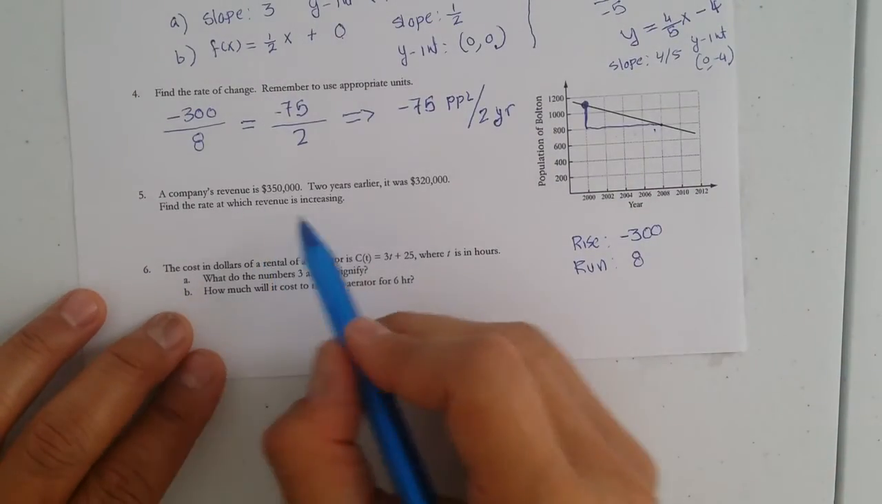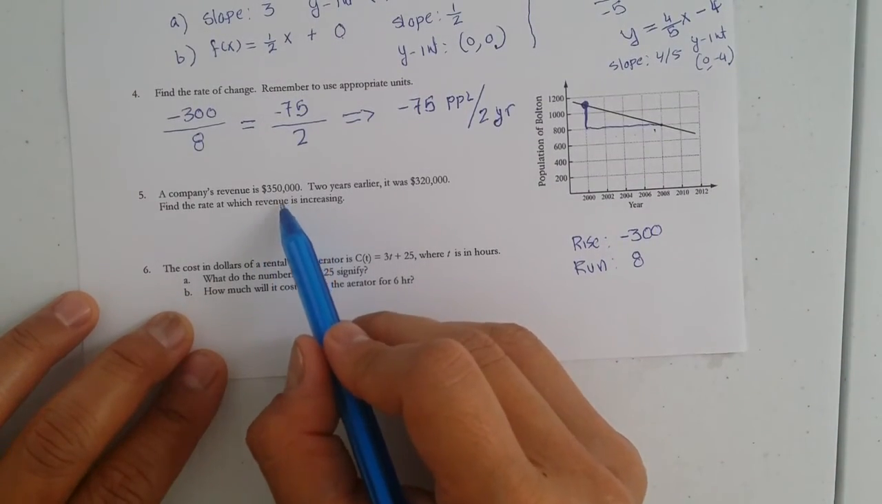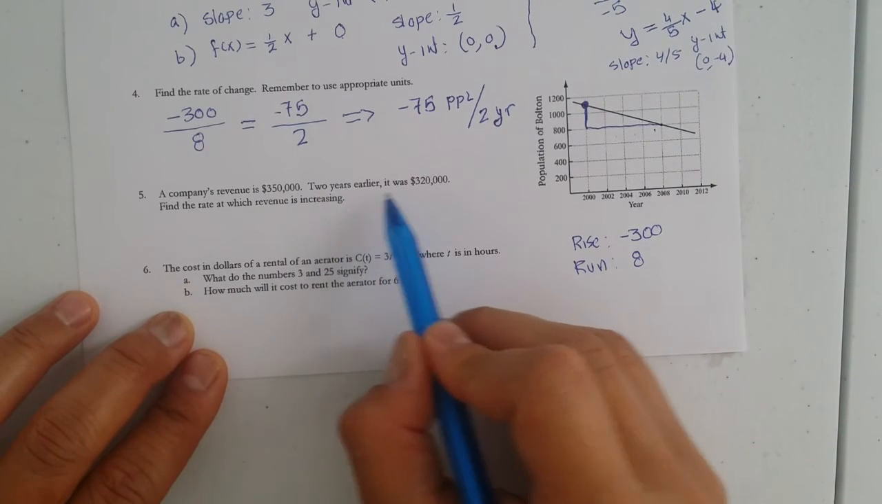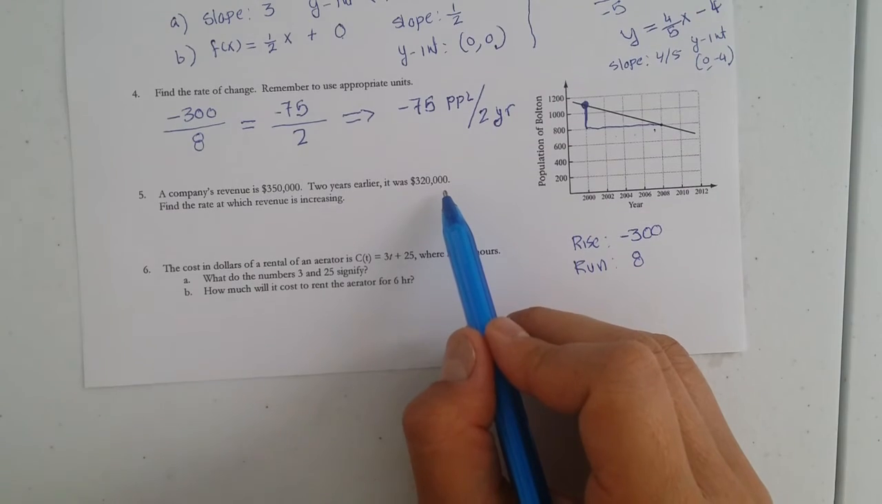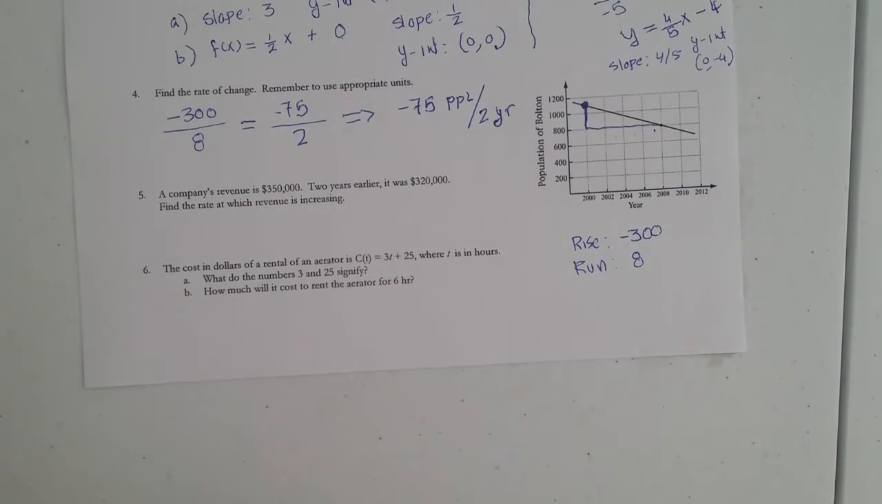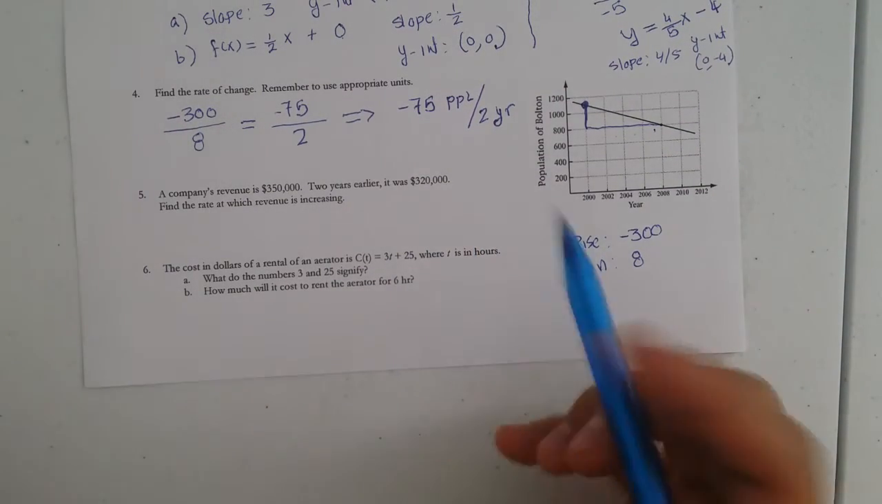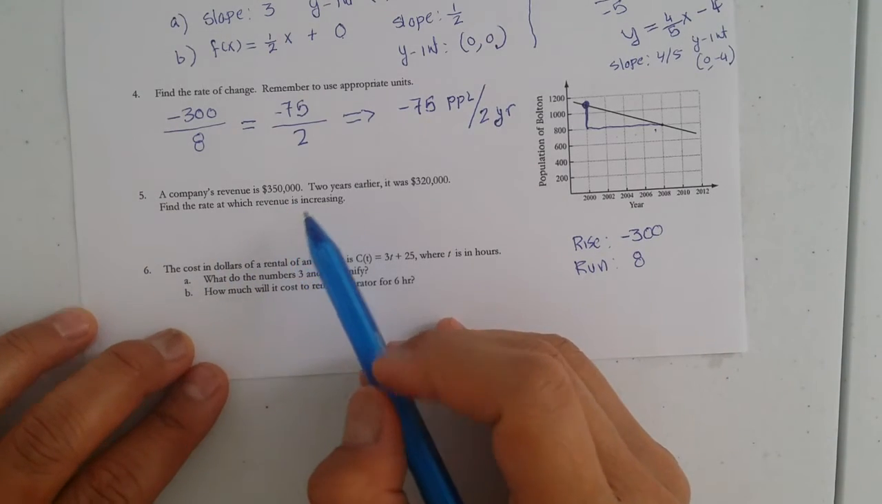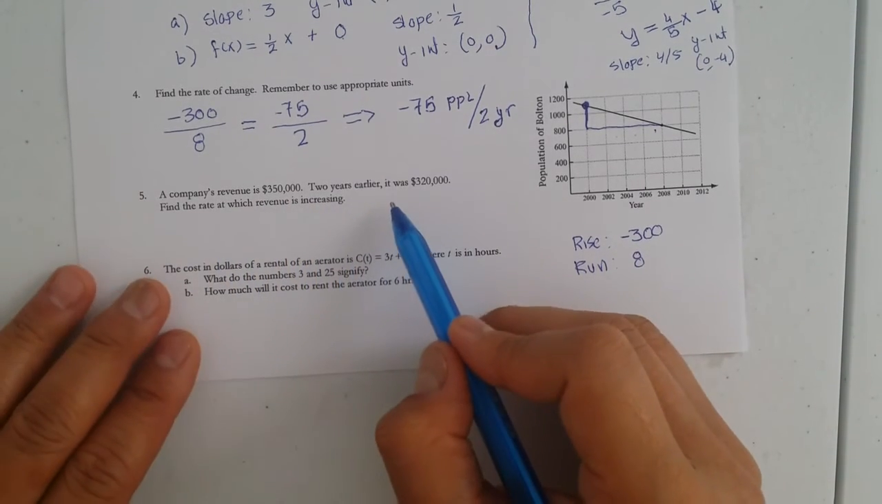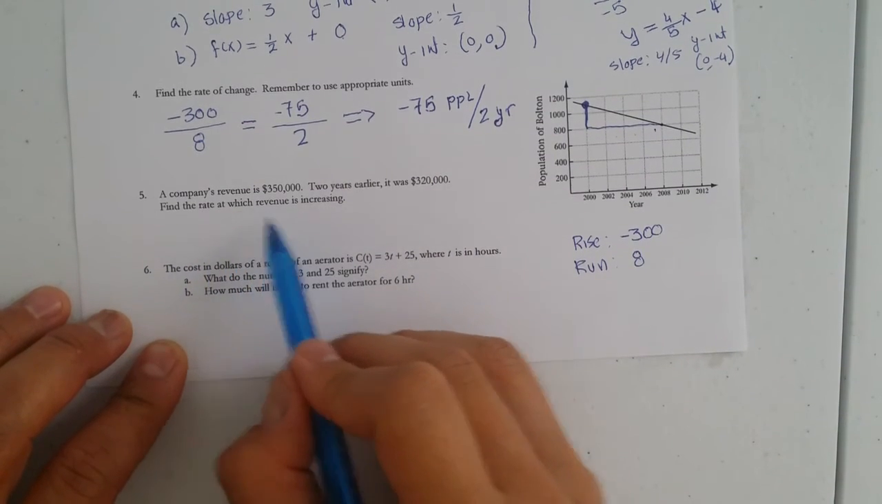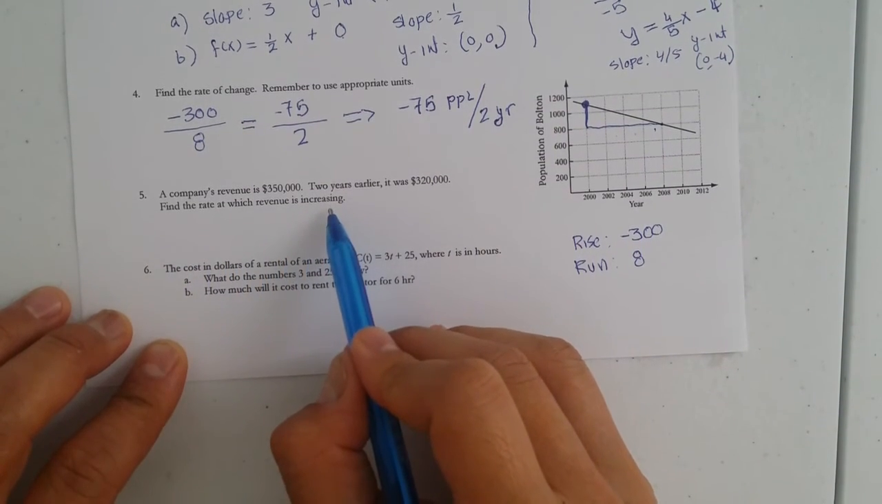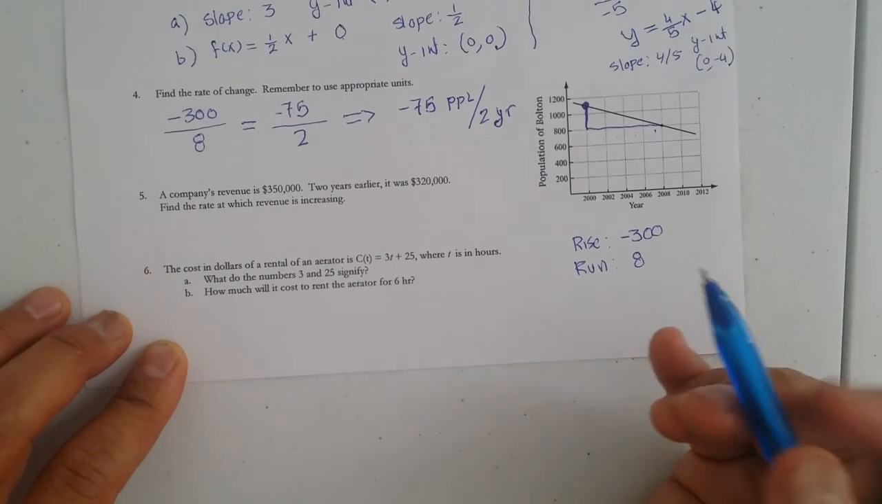A company's revenue is $350,000. 2 years earlier, it was $320,000. Find the rate of change. So as you can see, if you need help, read the problem again. A company's revenue is $350,000. 2 years earlier, it was $320,000. Find the rate of change at which the revenue is increasing or decreasing.